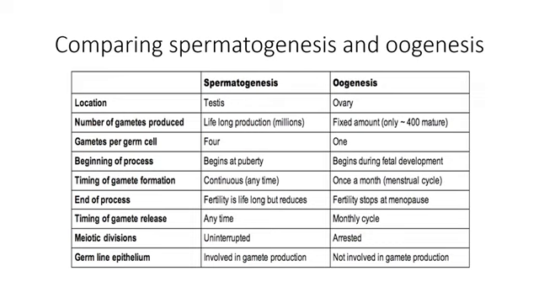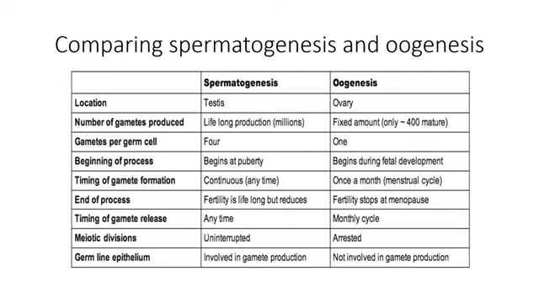Spermatogenesis begins at puberty. Oogenesis begins during fetal development. Spermatogenesis forms gametes or sperm cells continuously at any time. Oogenesis forms gametes or egg cells only once a month, during the menstrual cycle. Fertility in spermatogenesis is lifelong but is reduced. Fertility in oogenesis stops at menopause.